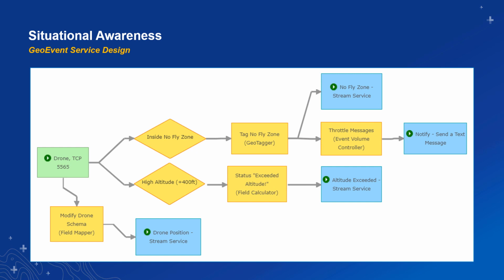To recap, here's the overall GeoEvent service that enabled the demo you just observed. We have one input connector in green where we receive the drone data over TCP. The data from our input connector is then sent to a series of different filters and processors to identify conditions important to us. These conditions were things such as when the drone entered a no-fly zone geofence or when the drone exceeded a certain altitude. After the data is processed and we've identified key events, we then pass this information along to different output connectors, and in this case, they're primarily stream services, for visualization and/or notification.